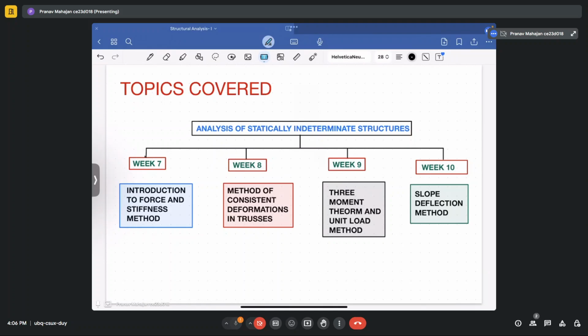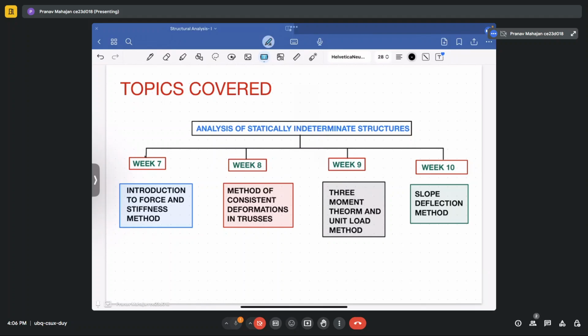So we have started with the trusses. When we have a statically indeterminate truss, how have we done that? We have utilized the method of consistent deformation, and then we shifted to beams also, where we have utilized the unit load method to determine the unknown force that is there in the member using the method of consistent deformation in beams.